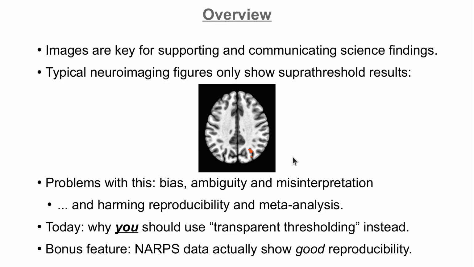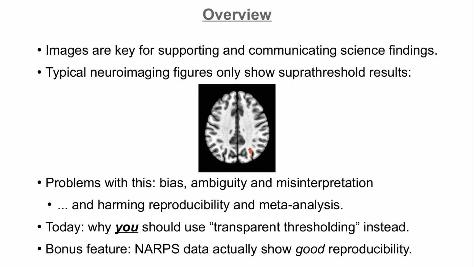This is done with good intentions, but it introduces some troubling mathematical bias and leaves a lot of ambiguity and misinterpretation within a study, and also harms reproducibility and meta-analytic methods for cross-study comparisons. So I'd like to try to convince you today of why you should use transparent thresholding instead.